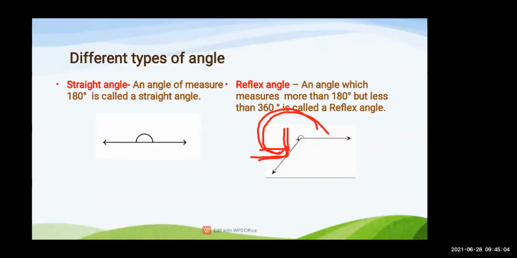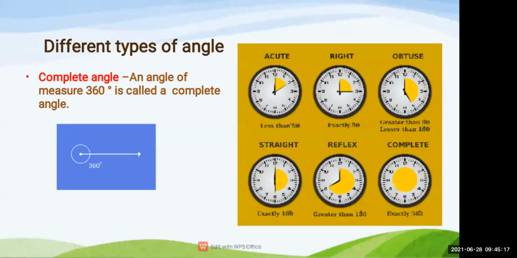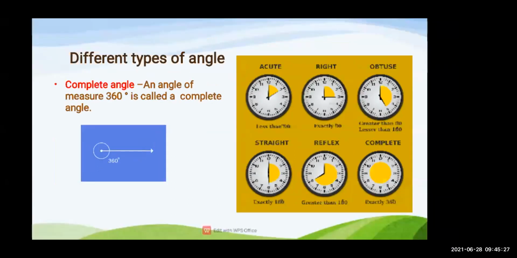Straight angle means exactly 180 degree measure. Reflex angle means 180 से ज्यादा but 360 से कम. Now next is your complete angle. Now see here, complete angle means एक पूरा complete round, that is called a complete angle, and it is exactly how many degree? 360 degree. It is exactly 360 degree.